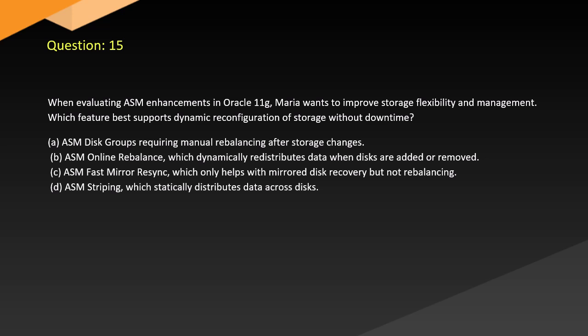A. ASM disk groups requiring manual rebalancing after storage changes. B. ASM online rebalance, which dynamically redistributes data when disks are added or removed. C. ASM fast mirror sync, which only helps with mirror disk recovery, but not rebalancing. D. ASM striping, which statically distributes data across disks.